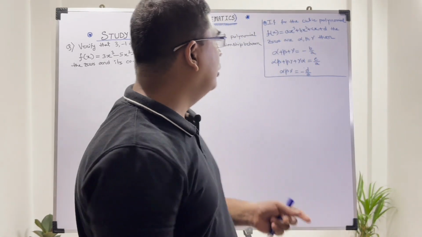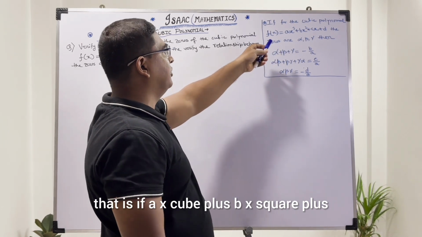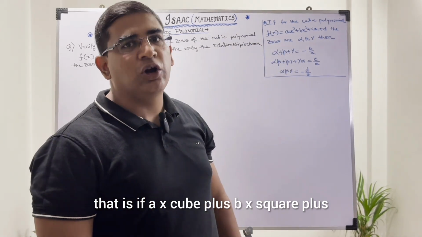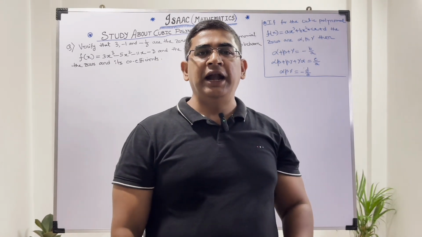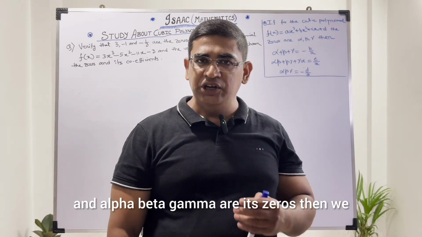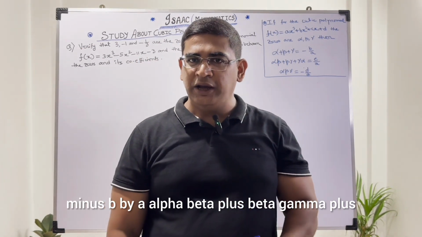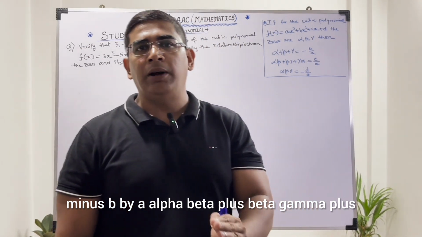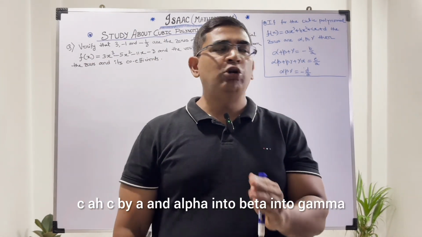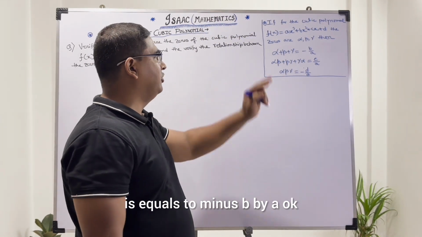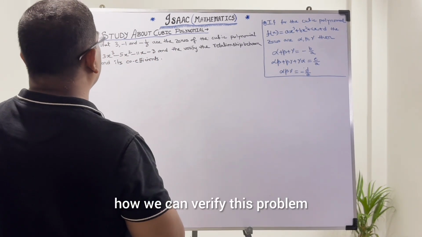So already we know these relationships, that is, if ax cube plus bx square plus cx plus d represents a cubic polynomial and alpha, beta, gamma are its zeros, then alpha plus beta plus gamma equals minus b by a, alpha beta plus beta gamma plus gamma alpha equals c by a, and alpha into beta into gamma equals minus d by a. So let us study how we can verify this problem.